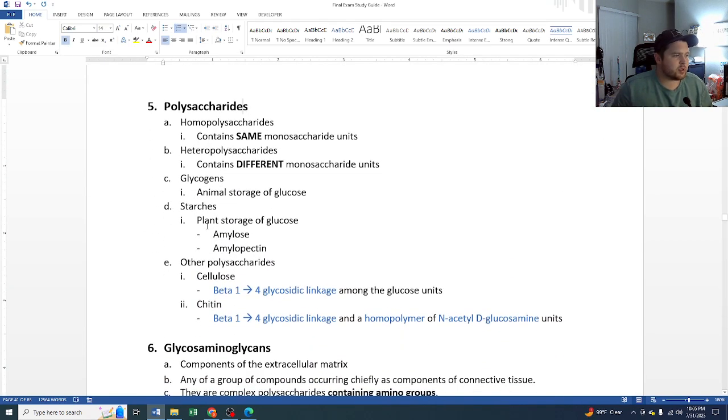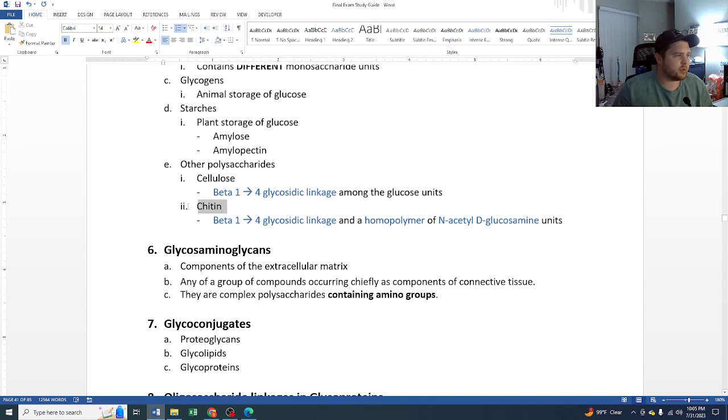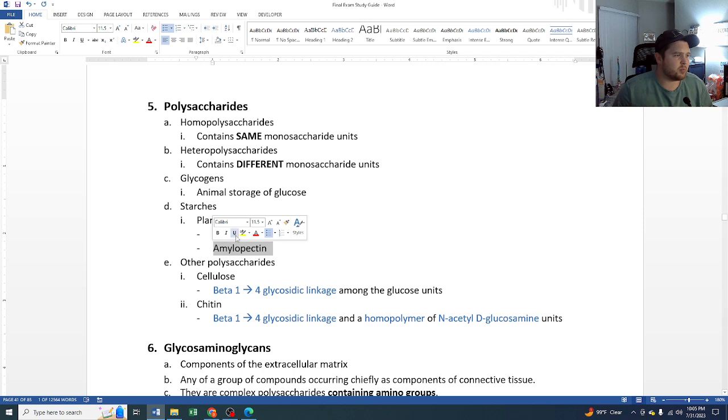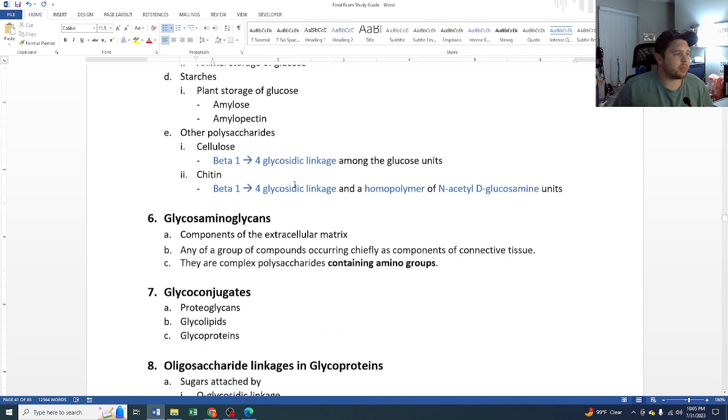Polysaccharides, again, just a whole bunch more names. I would remember chitin, remember cellulose, amylopectin, and amylose. I remember those guys. The fact that starches are in plants, it's a plant storage form of glucose. We have glycogen, they have starch. Yeah, that's about it.